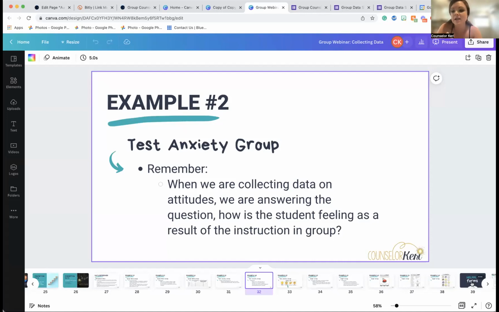So maybe in this group, we're showing them an example of what the test might look like, giving them some sample questions and letting them practice those types of things. Maybe we are practicing some positive self-talk. Maybe we are doing some calming strategies or practicing things that they can do in the moment to help them during the test. So really this measure that I'm going to show you, you could use in a variety of sessions. If you're doing a test anxiety group, you might actually use this measure every single session just to see how it's going along the way.